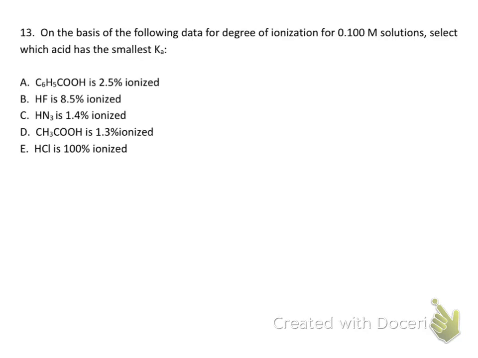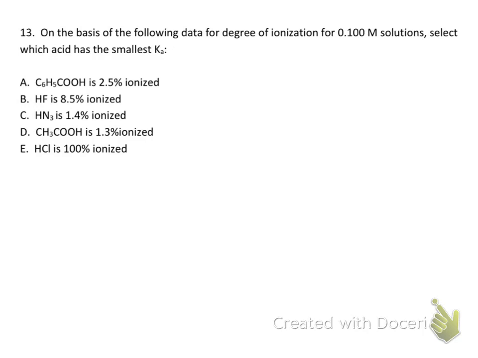Cool. Up next, on the basis of the following data for degree of ionization for 0.1 molar solutions, select which acid has the smallest Ka. So the larger the Ka, the stronger the acid. The stronger the acid, the more it's going to dissociate. The greater percentage of it is going to ionize. And the percent ionization is based on both the Ka of an acid and also the initial concentration. But here we have an equal playing field.